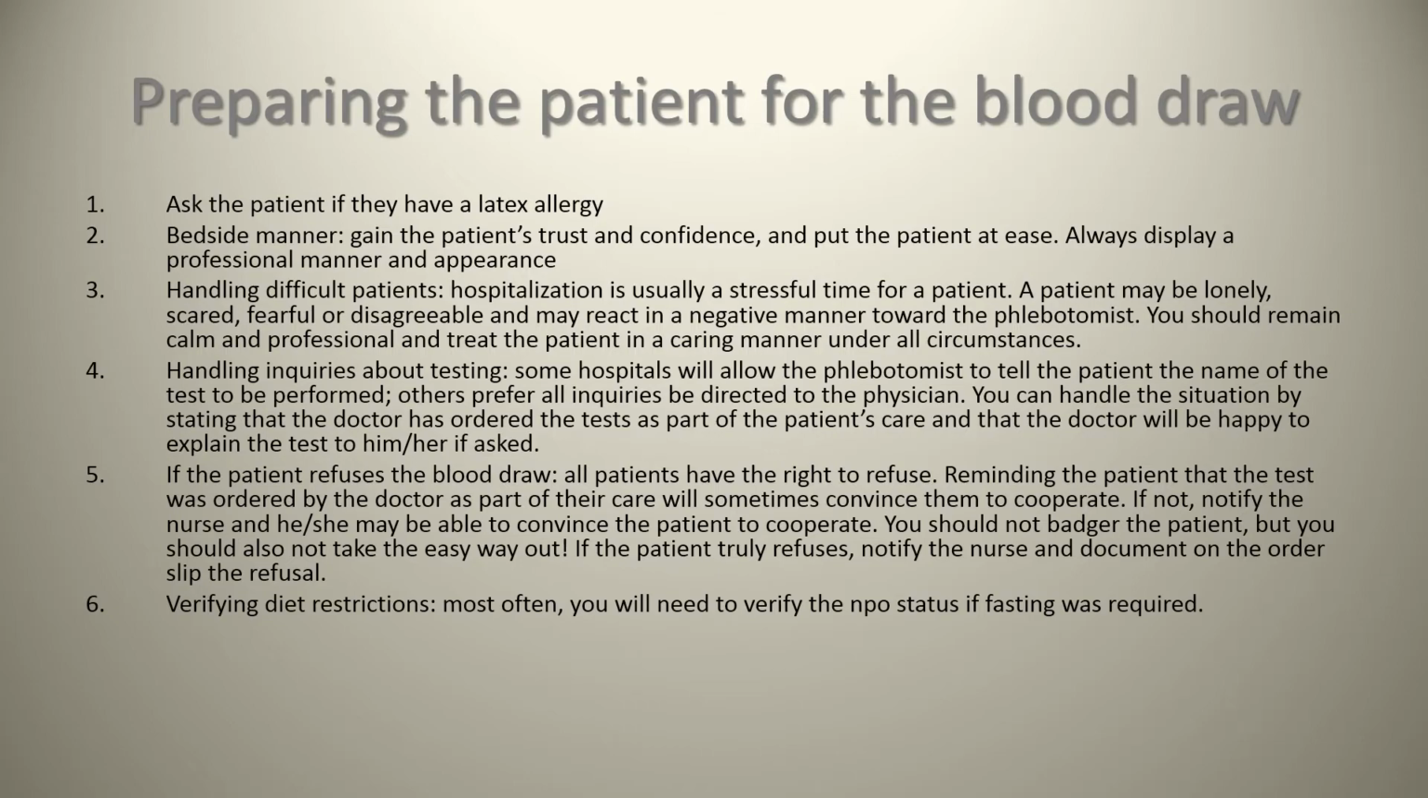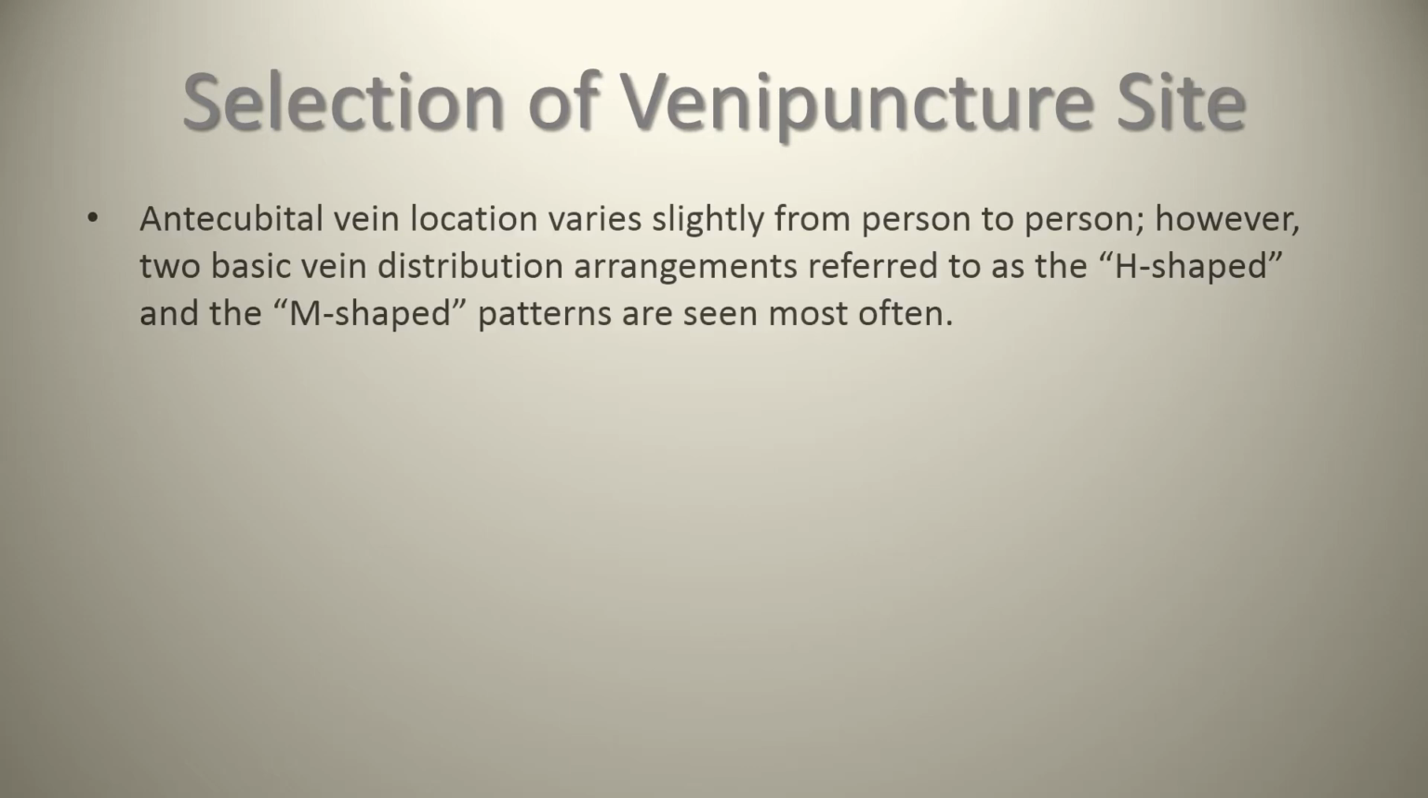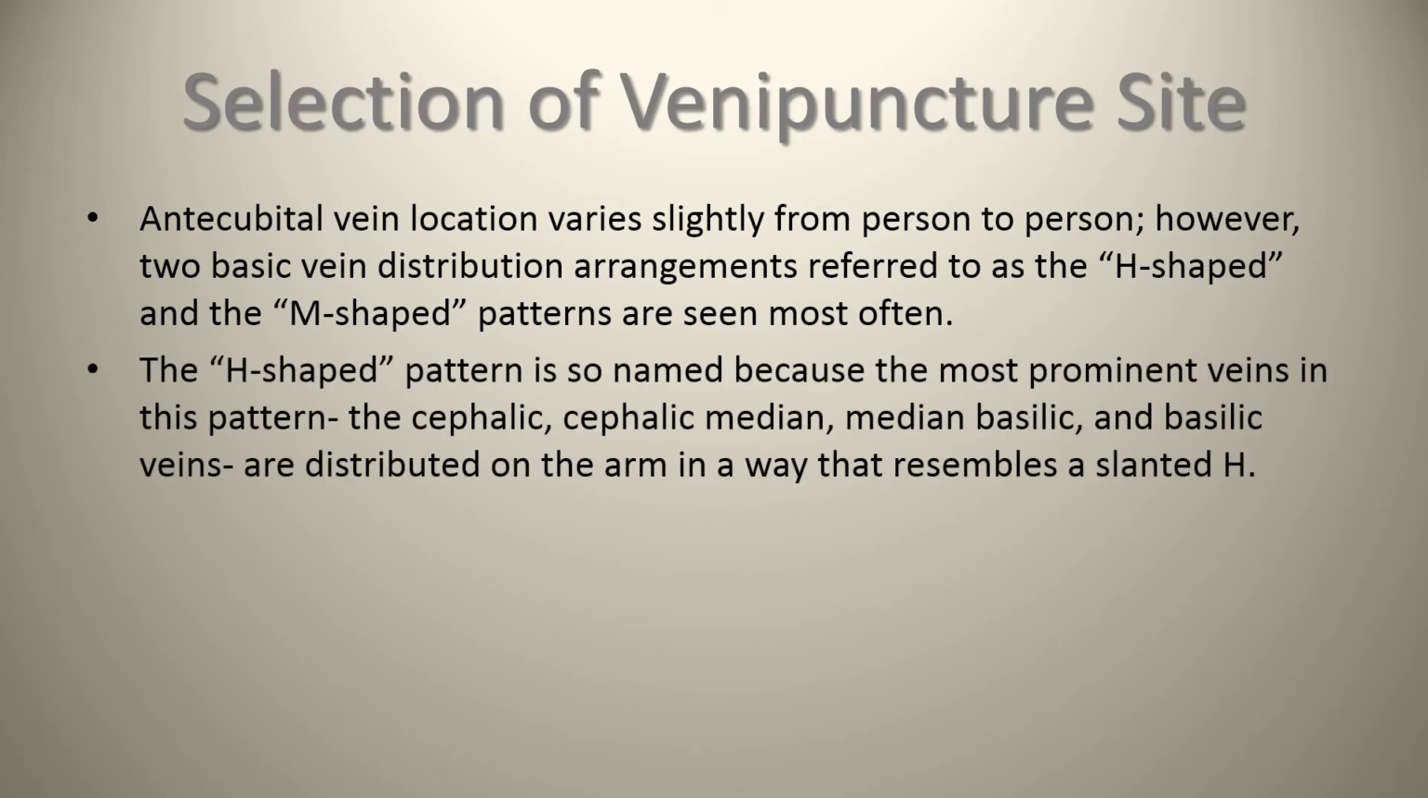Selection of the venipuncture site. The antecubital vein location varies slightly from person to person. However, two basic vein distribution arrangements, referred to as the H-shaped and the M-shaped patterns, are seen most often. The H-shaped pattern is so named because the prominent veins in this pattern, the cephalic, the median basilic, and basilic veins, are distributed on the arm in a way that resembles a slanted H.